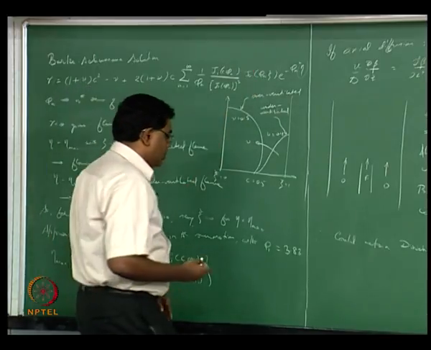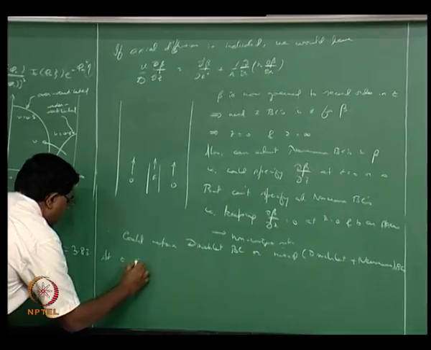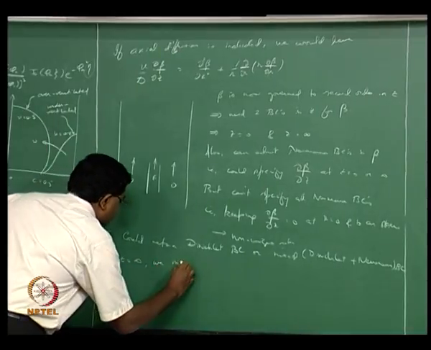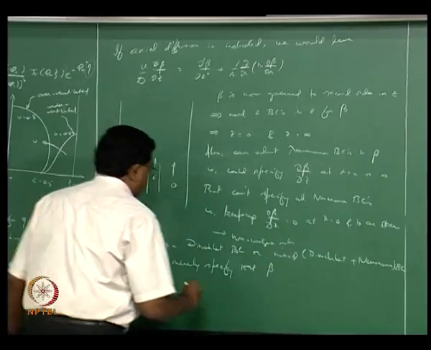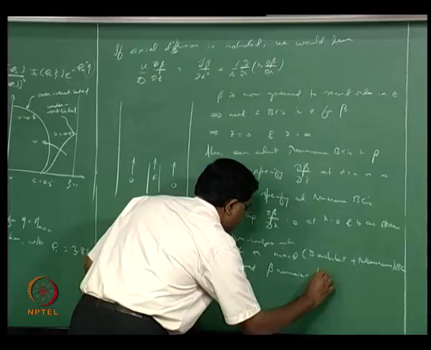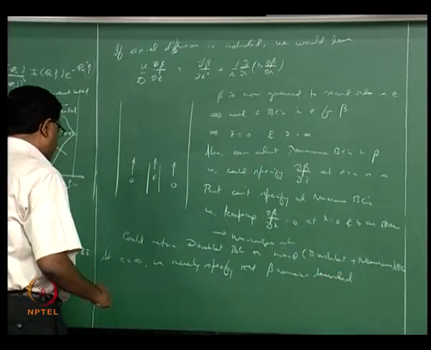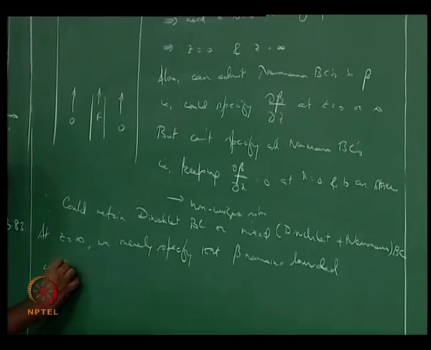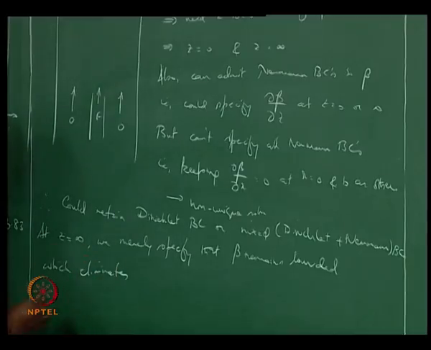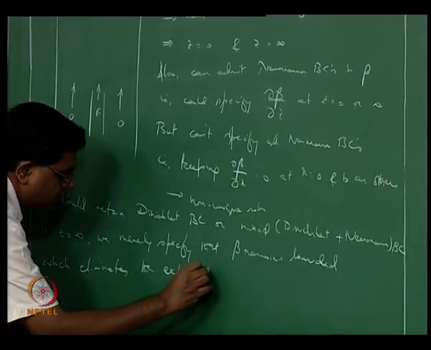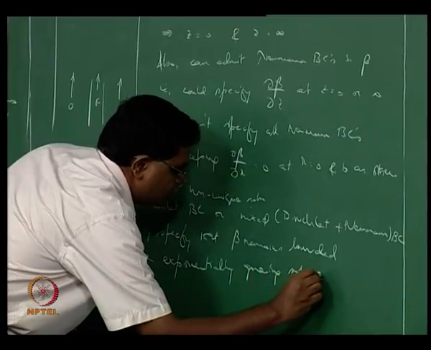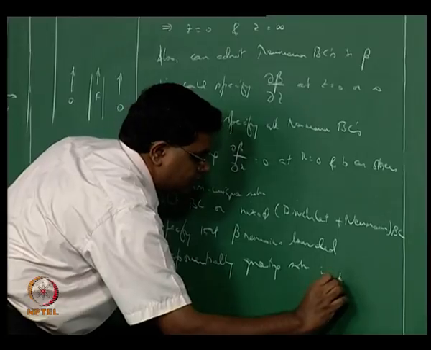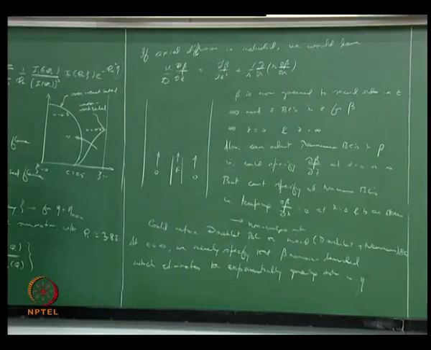Alright. So at Z equals infinity we merely specify that beta remains bounded, which eliminates the exponentially growing solution in eta, I'm sorry, in eta, right, and retains only the exponentially decaying solution in eta as before.